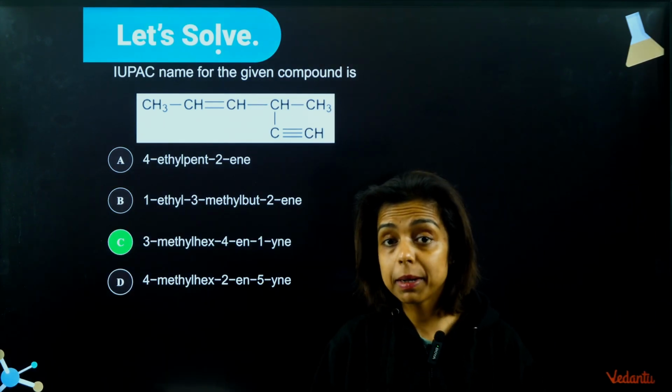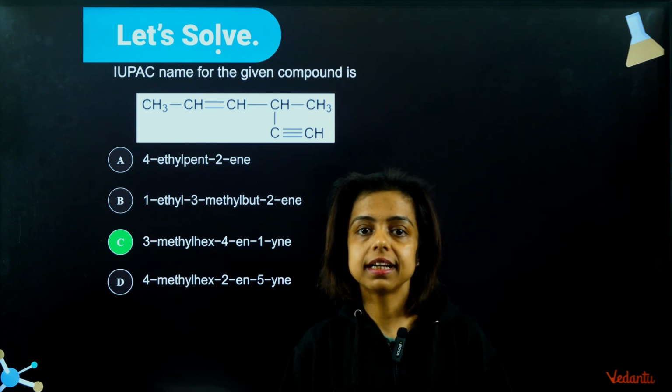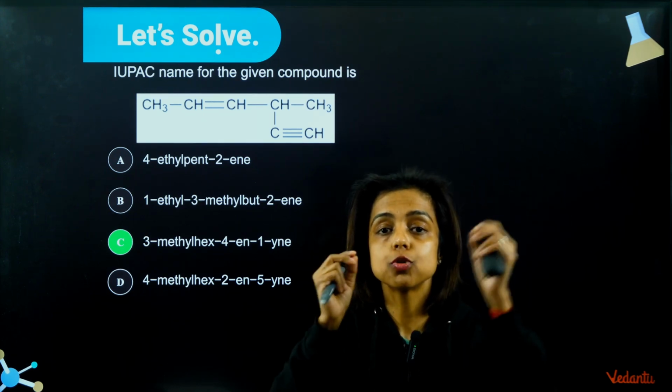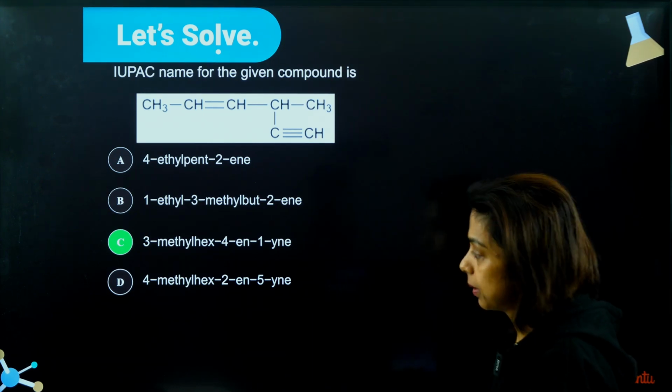So just keep in mind पहले आपको नंबरिंग इस तरह से करनी है कि जो आपके डबल या ट्रिपल बॉन्ड हैं उनकी जो पोजीशन है उसको लोएस्ट नंबर मिले.